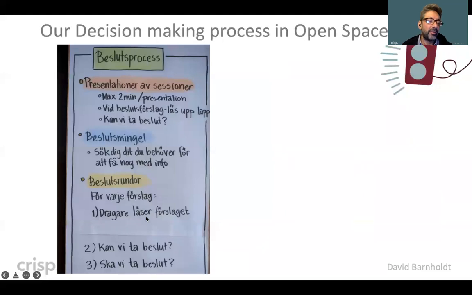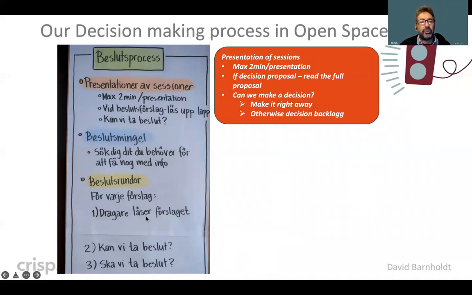We have over the years developed a decision-making process to make decisions smooth and to minimize time sitting in the big group, because that's usually not energizing. So during the presentation of sessions, which is restricted to only 2 minutes per presentation, we propose the decisions if there are any, and then we check with the group, can we make this decision right away, and then we make it. Otherwise, put it in the decision backlog.